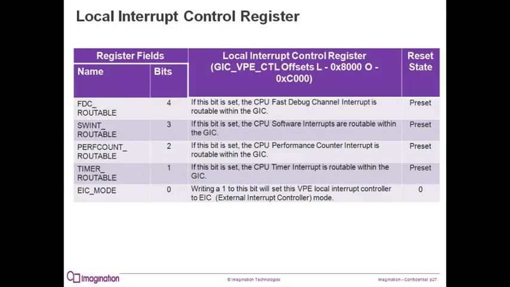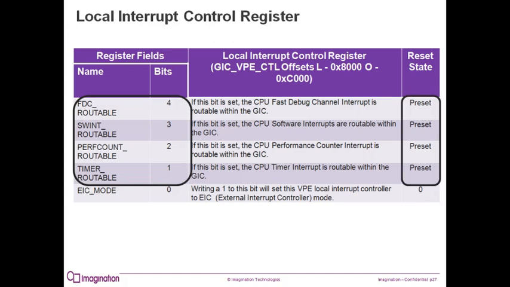The local interrupt control register contains 4 state bits that correspond to the routability of the 4 local interrupts, which are the fast debug channel interrupt, software interrupts, performance counter, and timer interrupts. These bits are preset at core build time. If the bit is set, the corresponding interrupt is software routable. If the bit is not set, the interrupts would be hardwired to one of the hardware interrupt pins. Which pin they are hardwired to is implementation dependent.